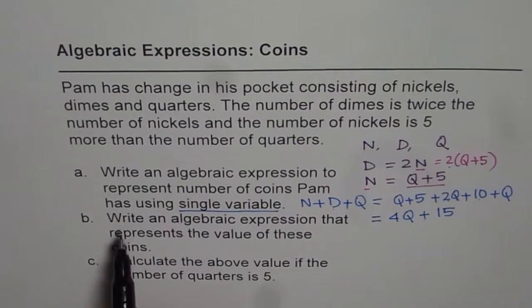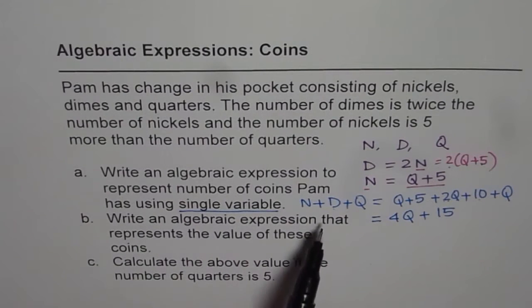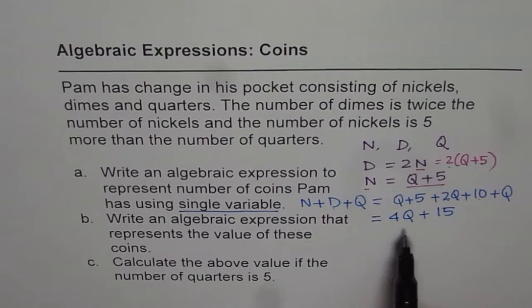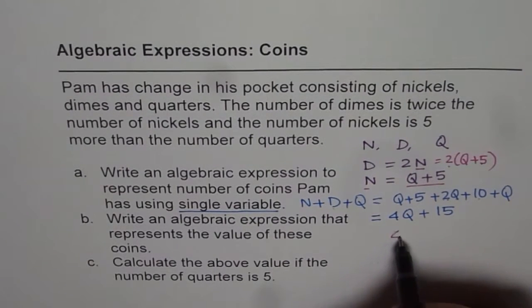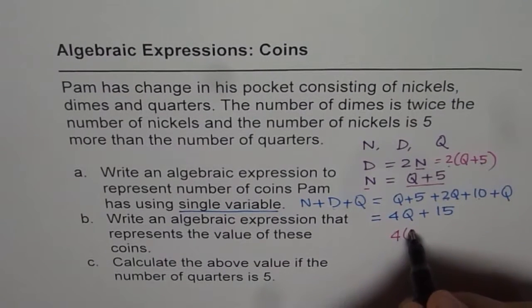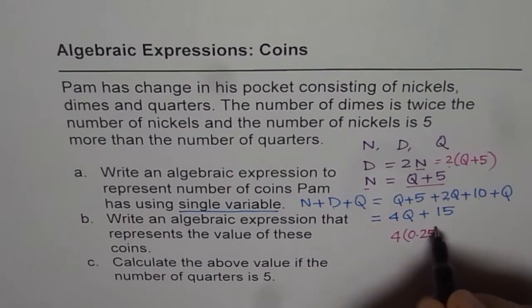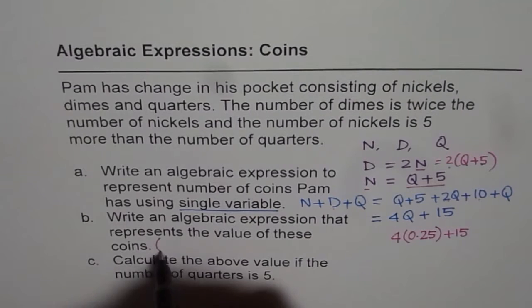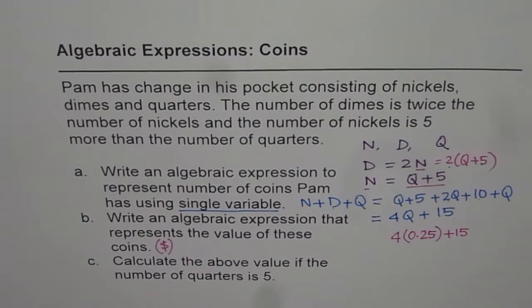Now the second part is write an algebraic expression that represents the value of these coins. Now there are two ways you can go about it. One, since we have an equivalent expression, you can always use this expression and write the answer. So one of your answers could be from the equivalent expression. You could write 4 quarters means 4 times 25 cents, so 0.25, plus 15. This amount is in dollars.